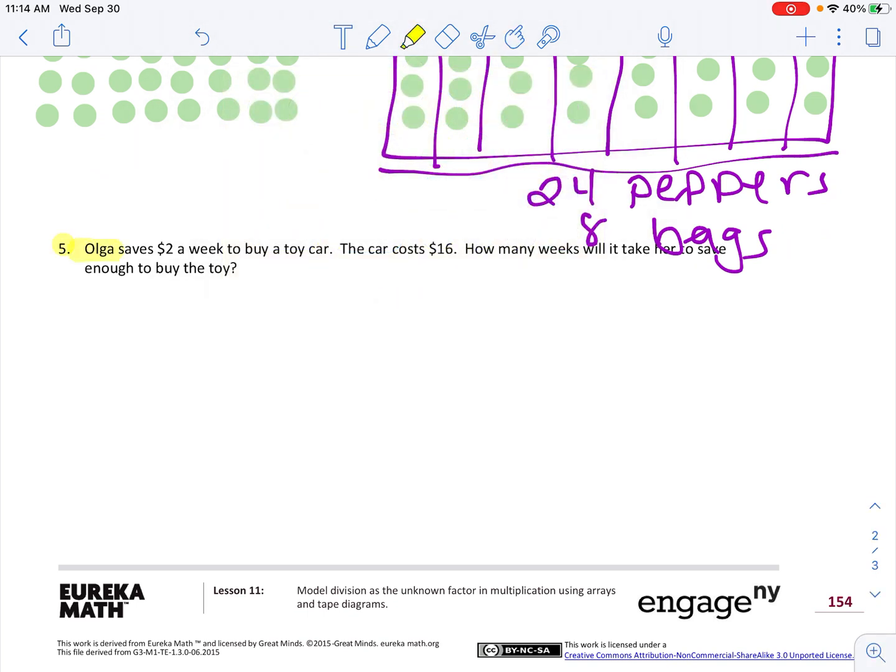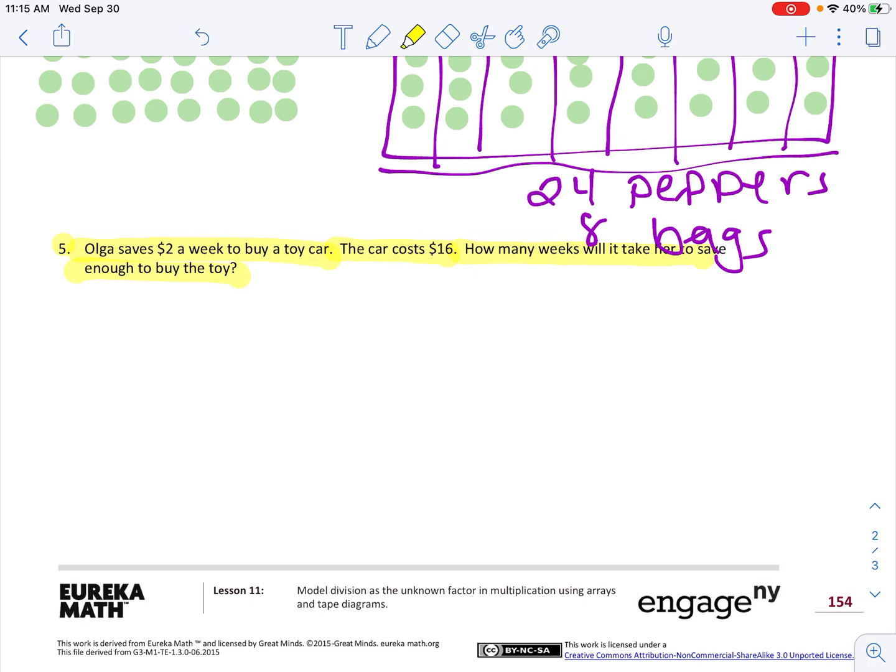Number 5. Olga saves $2 a week to buy a toy car. The car costs $16. How many weeks will it take her to save enough to buy the toy? Notice in this problem, it's not asking us to draw a tape diagram. It's not asking us to draw an array. It is letting you choose the best strategy for you on how that's going to work for you. What's the best strategy for you in your brain on how it makes sense?